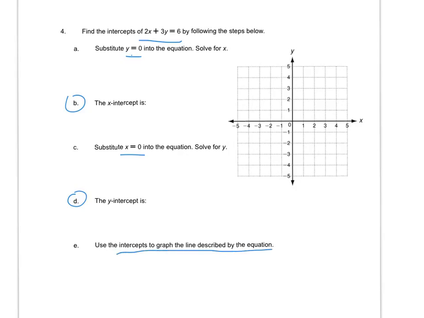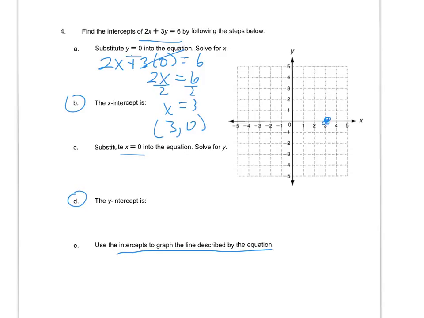Okay, so the first thing we're going to do is plug in 0 for y. So 2x + 3 times 0 = 6. This cancels out. I'm left with 2x = 6. Divide both sides by 2, and x is equal to 3. Therefore, my x-intercept is at (3, 0), and we're going to put a dot right there for it.